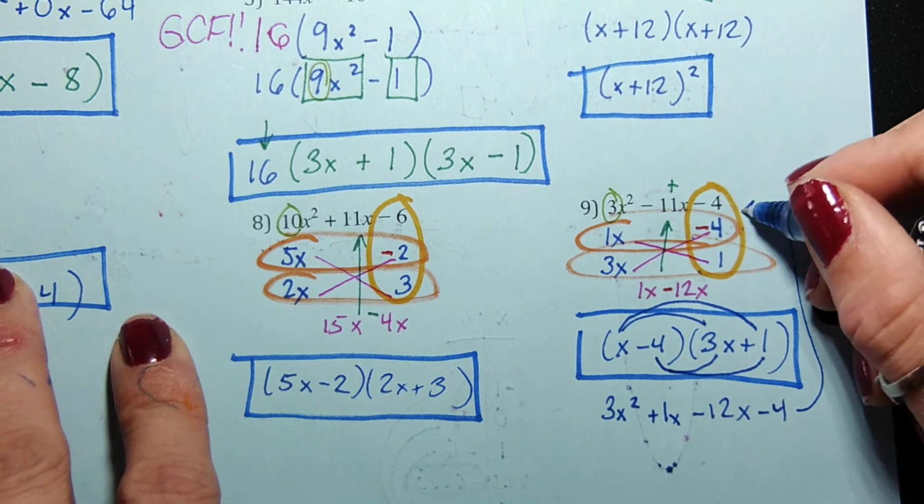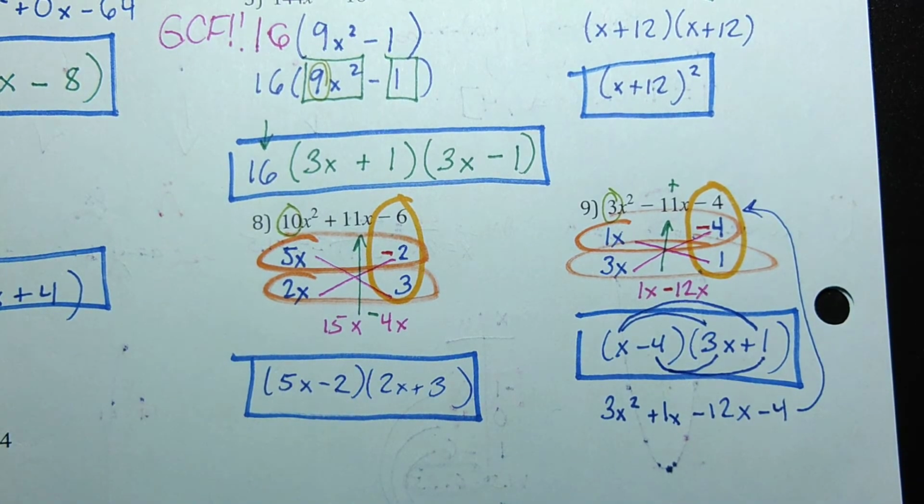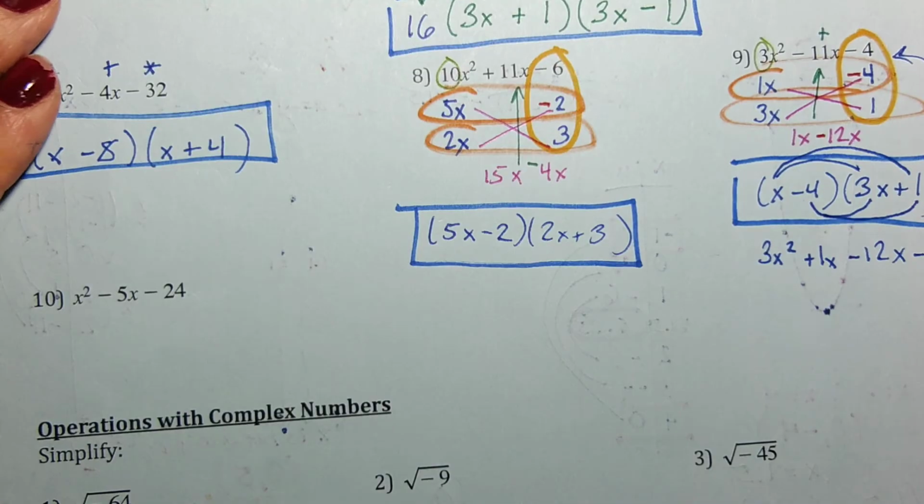Did we get the same quadratic that we started with? We sure did. So folks, if you're worried about making little mistakes, or if you tend to rush, or if you're worried you're going to do the math wrong, you can always double check yourselves on these by doing foiling, which is the opposite of factoring.